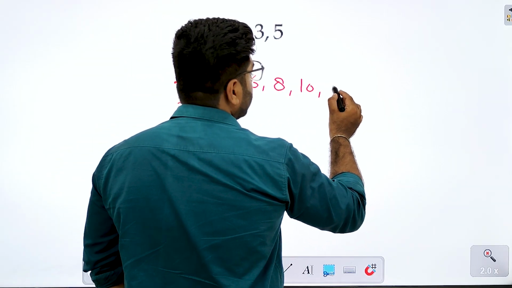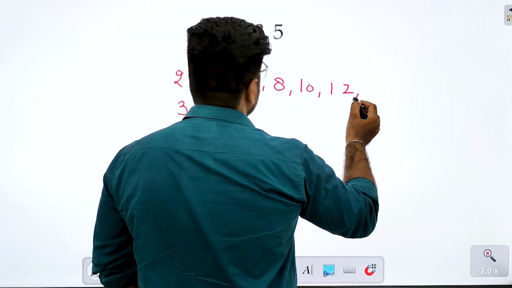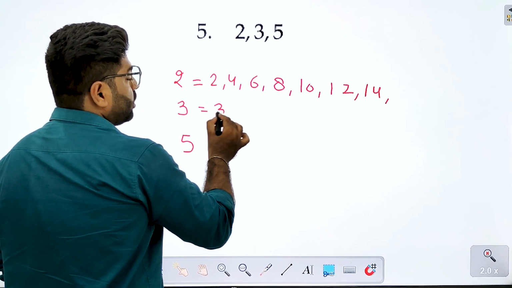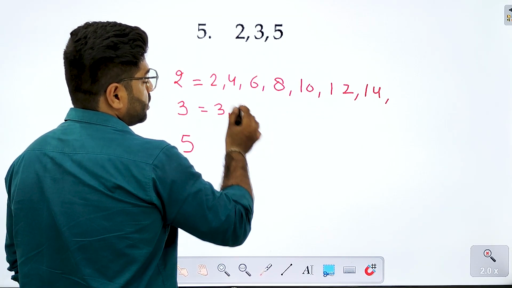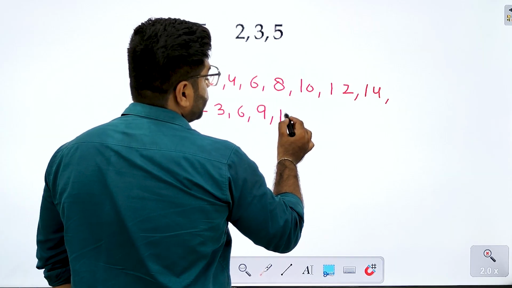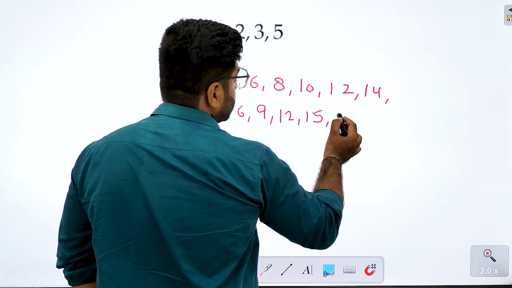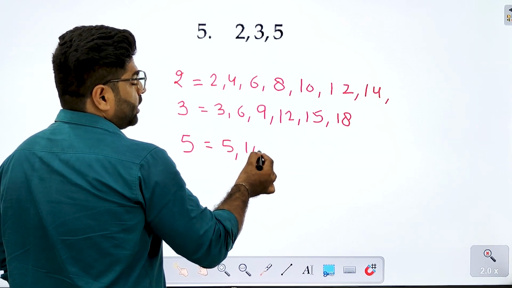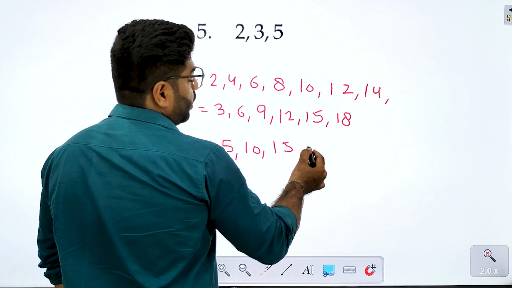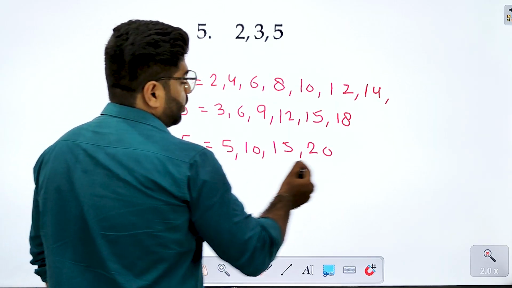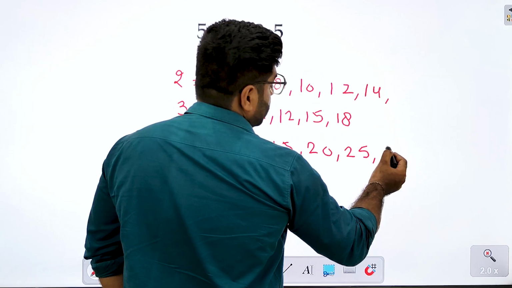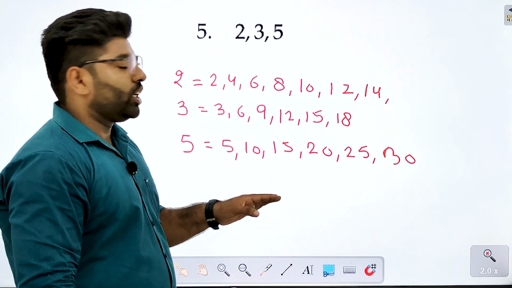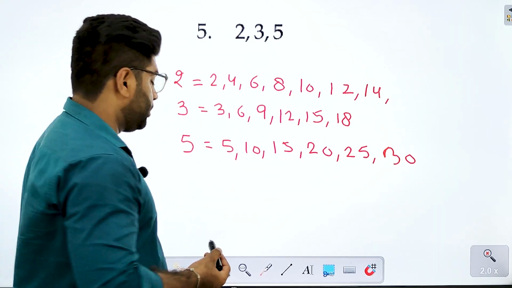Then we are having 12, and so on. Let's write some multiples of 3. 3 ones are 3, 3 twos are 6, 3 threes are 9, 3 fours are 12, 3 fives are 15, 3 sixes are 18. Let's write some multiples of 5: 5, then 10, 5 threes are 15, 5 fours are 20, 5 fives are 25, 5 sixes are 30. If you see, we don't have any common multiple right now. So we have to write further multiples.